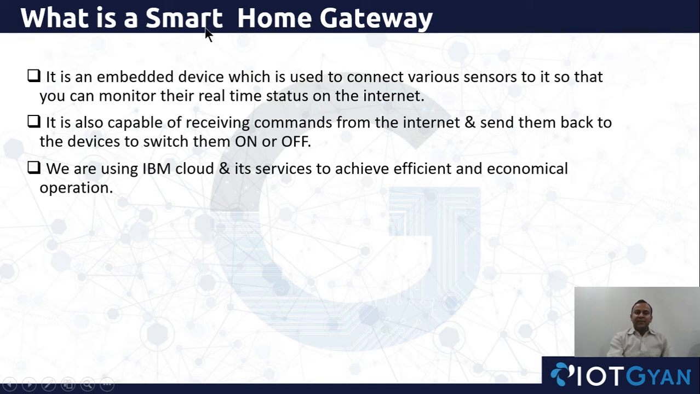So which device will perform this function? That is the smart home gateway. I am using my NodeMCU or ESP8266 as a smart home gateway, which will provide me this control from a remote location. In technical terms, a smart home gateway is capable of receiving commands from the internet and sending them back to the devices to switch them on or off. As the cloud part, we are using IBM Cloud and its services to achieve efficient and economical operation of my smart home gadgets.